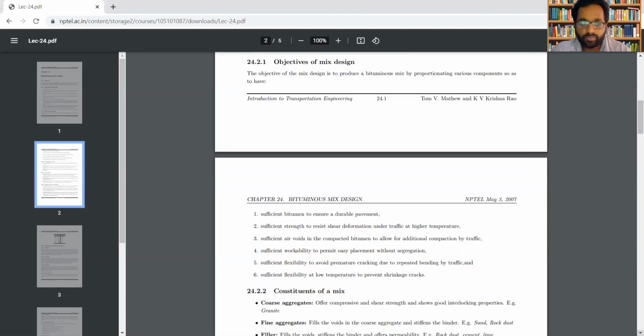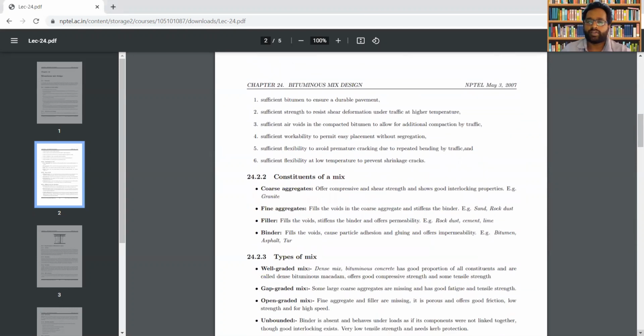Next is the constituents of the mix. We have already seen that mix design involves proportioning. The mix consists of coarse aggregate, fine aggregate, filler, and binder material. On what basis are you selecting the proportions of the materials? The first constituent is coarse aggregate. Coarse aggregate aims to offer compressive and shear strength, and it should show good interlocking properties.